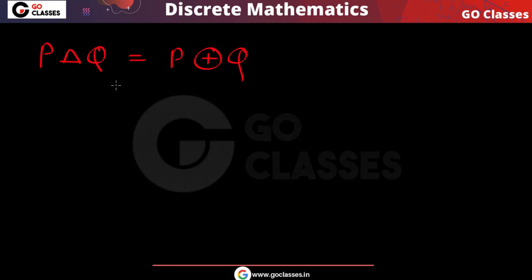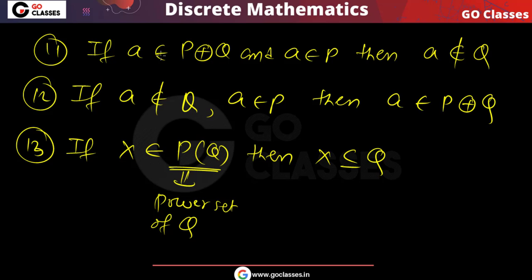Also X should be in one of them. Exactly one of them. So this is the idea. This P exclusive or Q simply means that either the element is in P and not in Q. Either the element should be in P but not in Q, or the element should be in Q but not in P. So this is the idea.